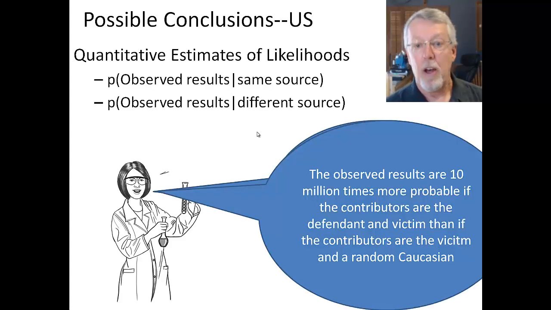DNA experts in the United States often testify something like the following. The observed results are 10 million times more probable if the contributors are the defendant and the victim than if the contributors are the victim and a random Caucasian. That is a likelihood ratio. Now, the important thing to notice here is that this does not require the examiner to make any decisions about whether the results are strong enough to support identification or whether it's likely or not likely that any particular person is the source. This is a statement about the strength of the evidence for distinguishing the hypotheses, not about the probability that the hypotheses are true.